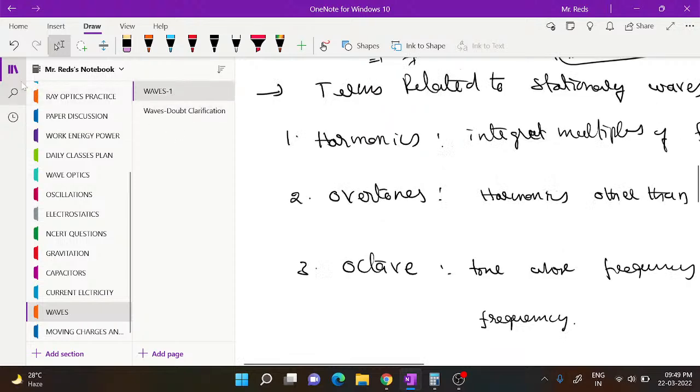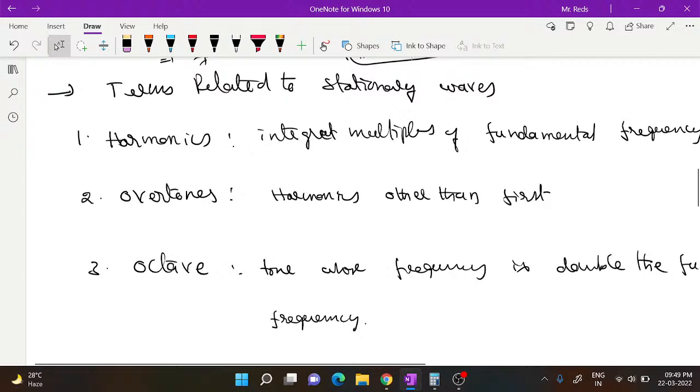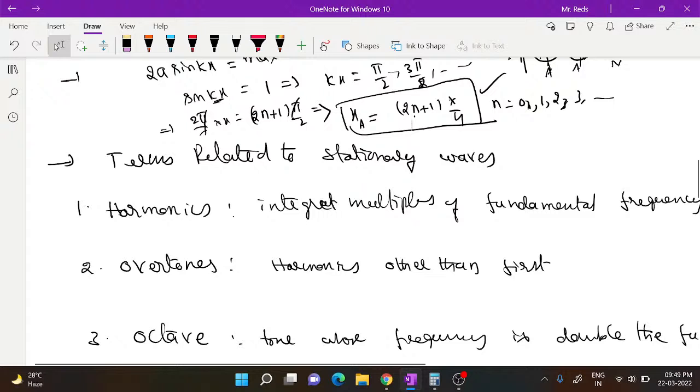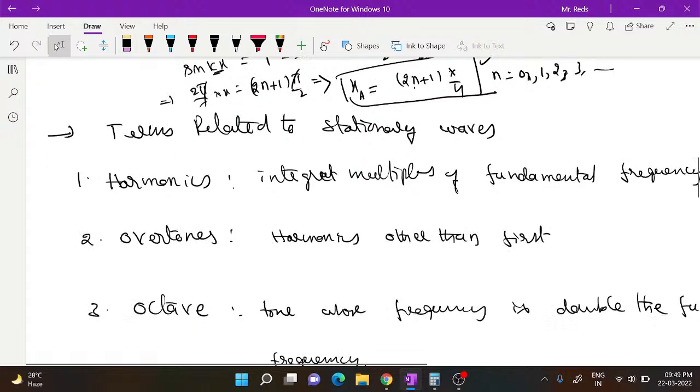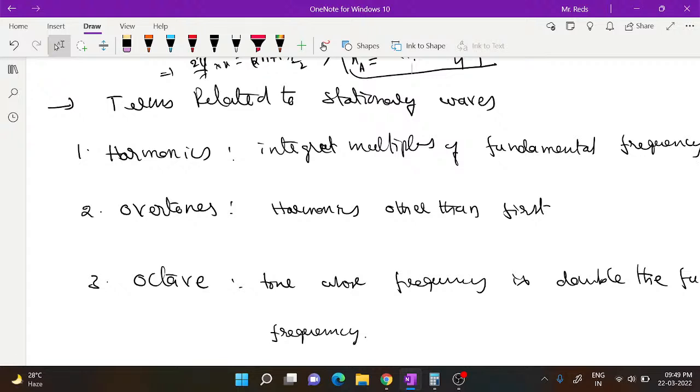So we are doing this one, right? So the next part is to understand the stationary waves, especially the frequency of vibration of the stationary waves in a stretched string. You need to have an idea about a few terminologies, like what are harmonics, what are overtones, what is an octave note. Harmonics are nothing but integral multiples of the fundamental frequency. Fundamental frequency is the basic frequency with which it will vibrate in the first mode.